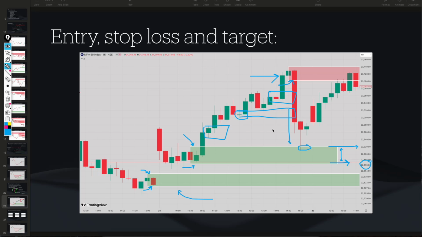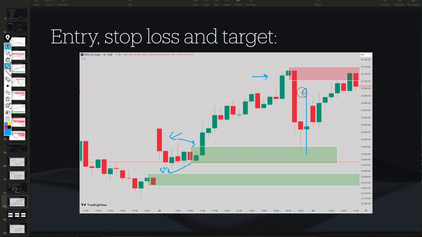All these things will be covered in the next video, but let's quickly summarize what we have learned till now. The top part of the demand zone or supply zone, let's say in the demand zone, is our entry point. The bottom part of our demand zone is our stop loss, and the opposite side supply zone is my target. This much should be clear from this video.